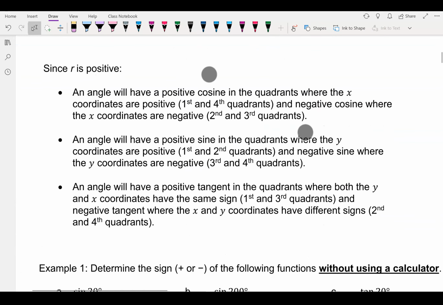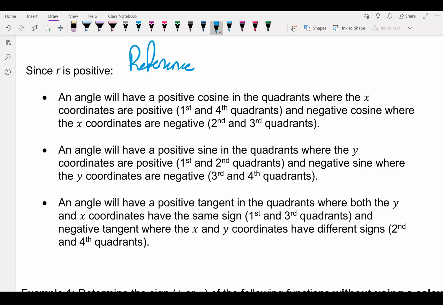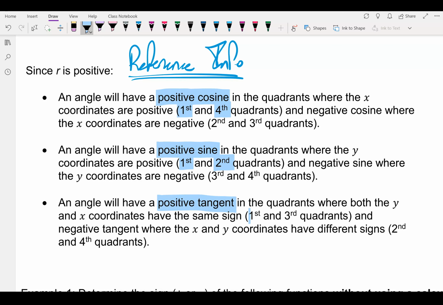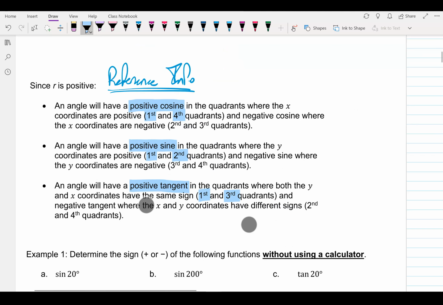This is some reference info at the top of the page, which reminds you basically what I just said. And you can reread it, but it says an angle will have a positive cosine in the quadrants where x coordinates are positive. So positive cosine in the first and fourth, positive sine is in the first and second, and positive tangent is in the first and third. We can double check this.